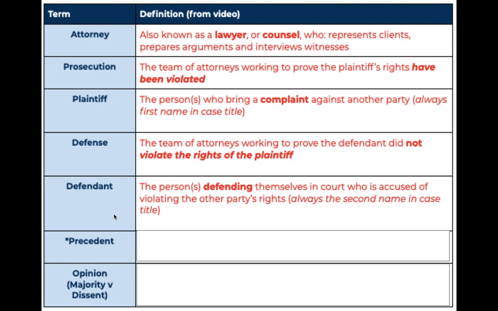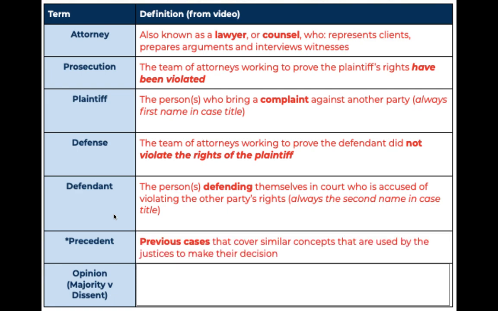Once you get all five of those terms, I need you to jot down the next key term, which you already saw, which is precedent. Precedent refers to the previous cases that cover similar concepts that are used by the justices to make their decision. Precedent is what they use to determine if they're going to stick with what was done before or decide something new and overturn the precedent. Then the final word is opinion.